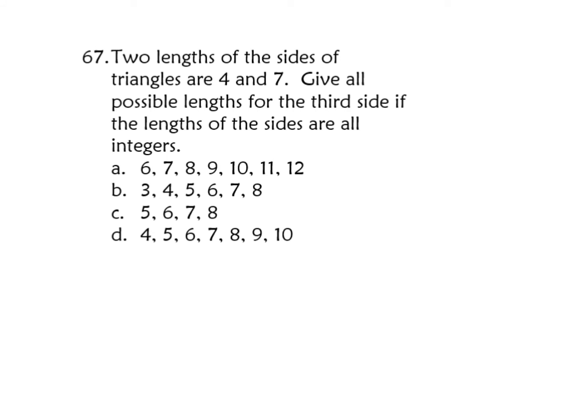Two lengths of the sides of triangles are 4 and 7. Give all possible lengths for the third side. Okay, so this is where we said when you have the three sides of the triangle, two sides always have to add up to be greater than the third. So there's a high end and there's a low end. If I take 7 minus 4, that's going to be my low end if I subtract them. To get my high end, I would need to add them. So we have 3 is less than x, which is less than 11.